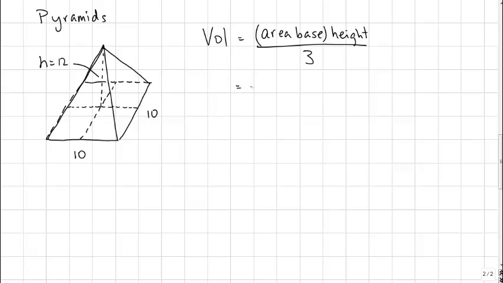So in this case, let's calculate the volume. The area of the base is very easy because it's just a square, 10 squared. The height is given as 12, and then we're dividing that by 3. So that's 100 times 4, which is 400.